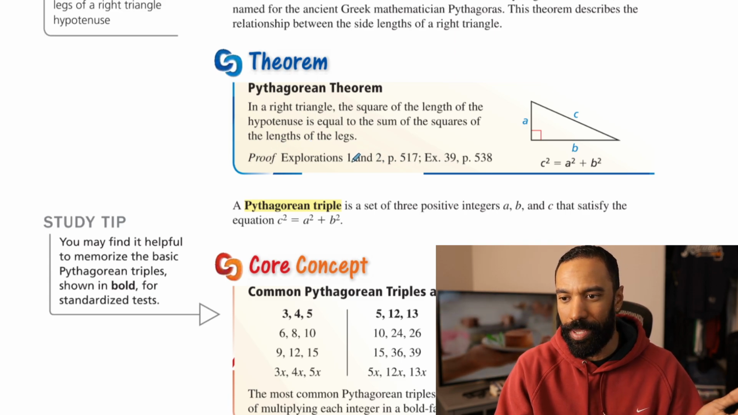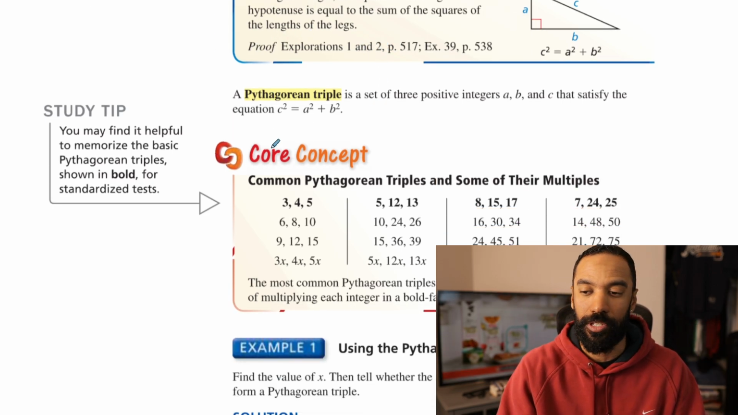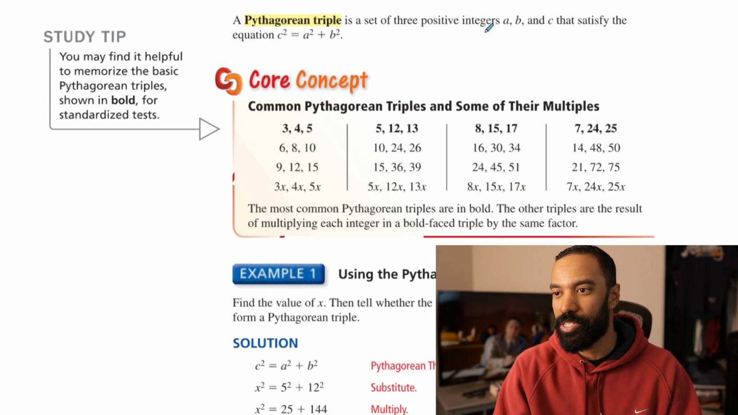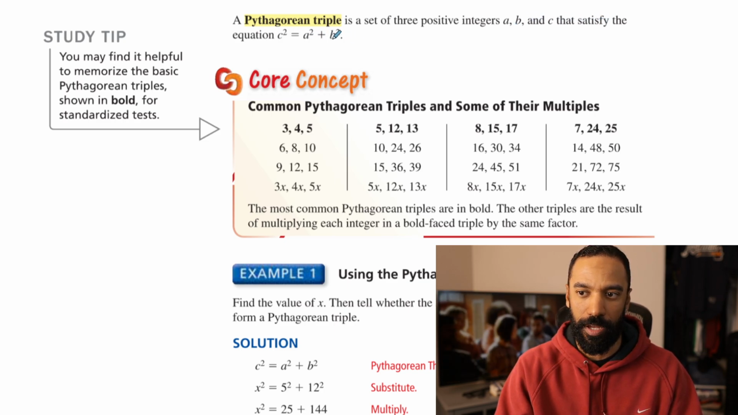Looks like there's a proof that we get to explore. I might do the proof with my students as well, but yeah, we get to look at it here. A Pythagorean triple, they're introducing it right now, is a set of three positive integers a, b, and c that satisfy the equation a squared plus b squared equals c squared.